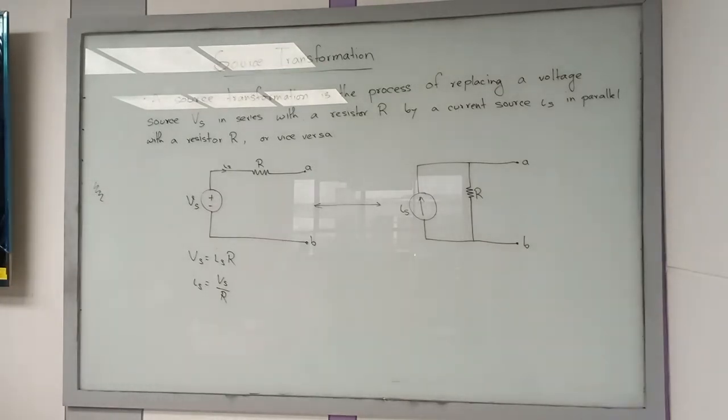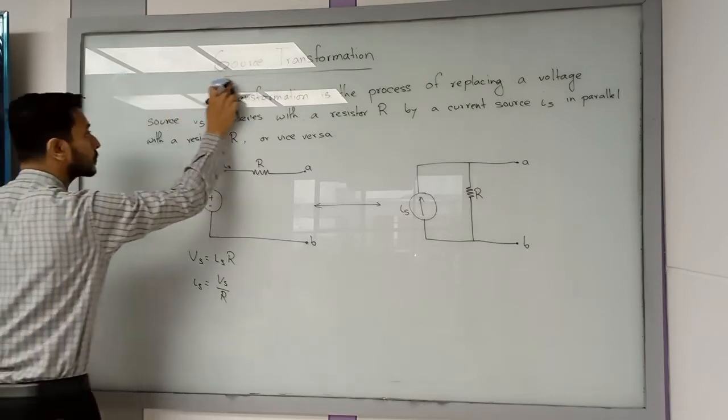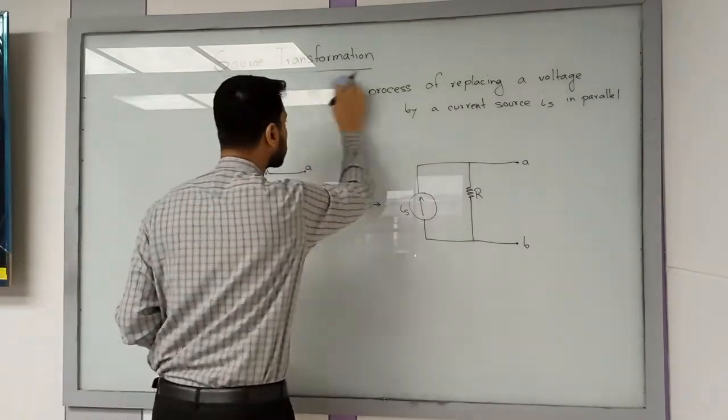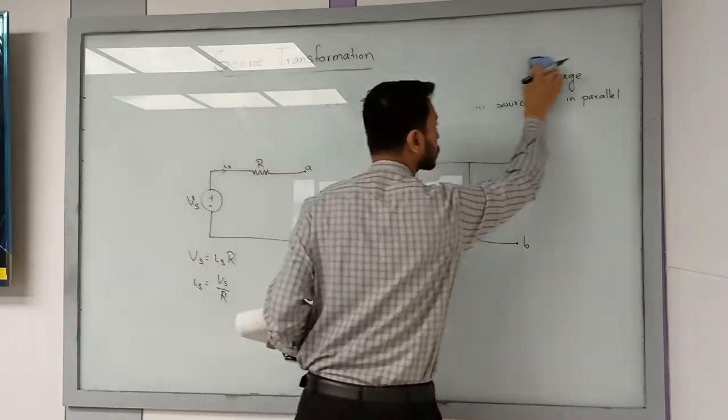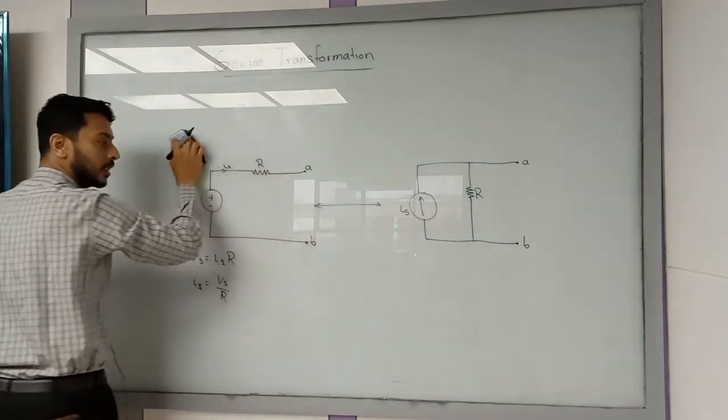You can simplify a complex circuit, okay? Just to simplify a circuit, we use source transformation. মুছে দিচ্ছি, হ্যাঁ?